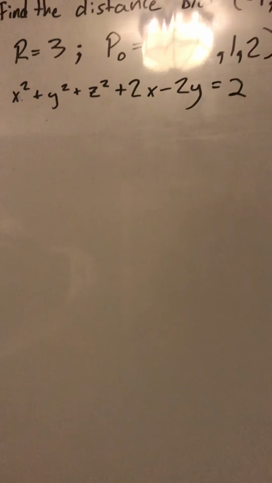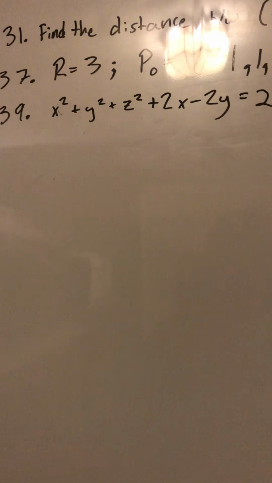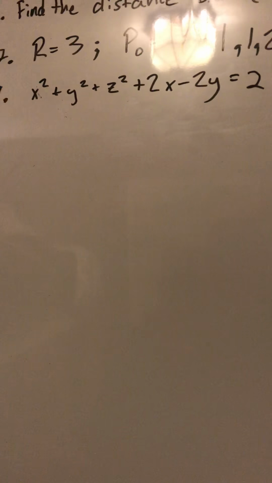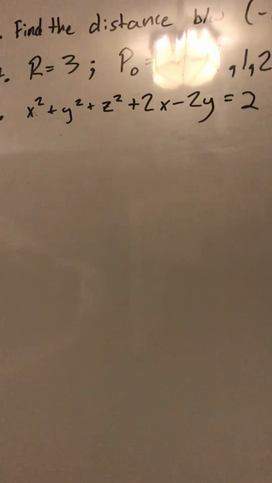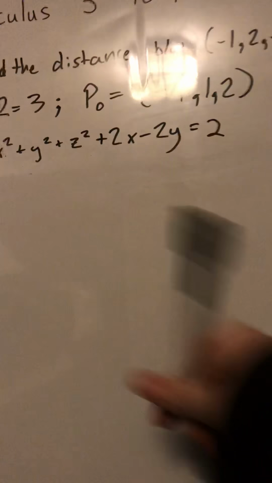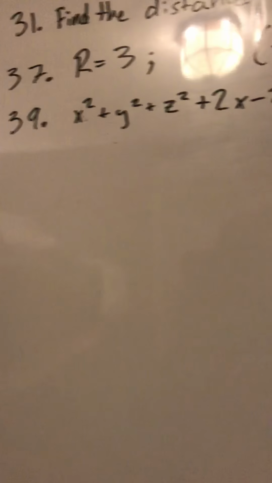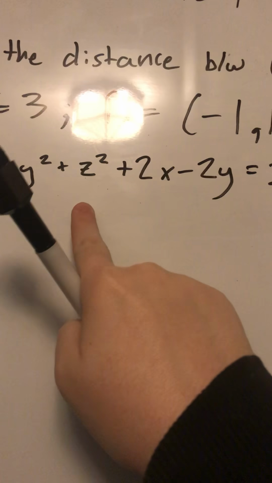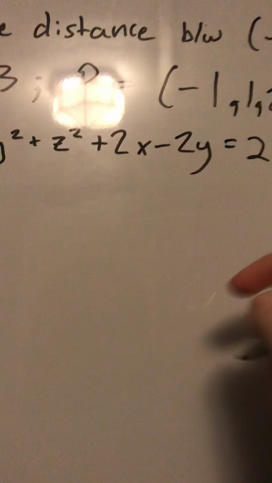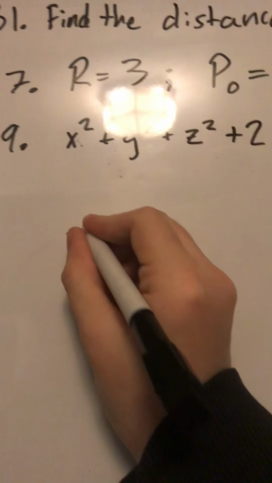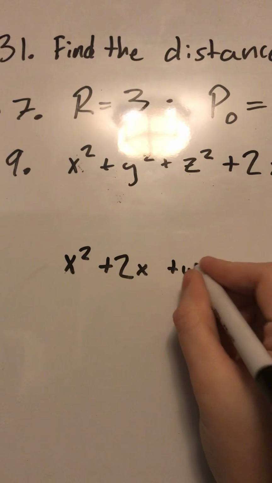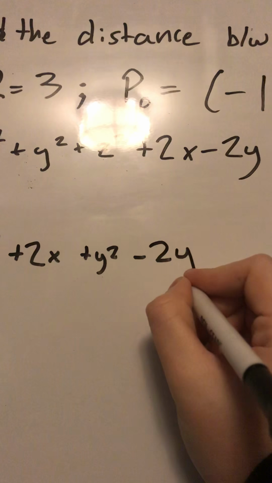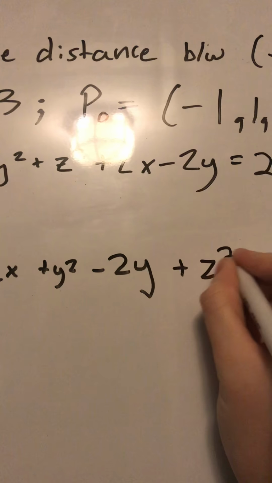Now 39 is one of our favorite type of questions, which is completing the square. In order to find the equation of a sphere, or the center and radius in this case, it's technically already the equation. So we're just going to do some simple rearranging because our equation is x squared plus y squared plus z squared plus 2x minus 2y equals 2. So we're just going to say x squared plus 2x plus y squared minus 2y plus z squared equals 2.